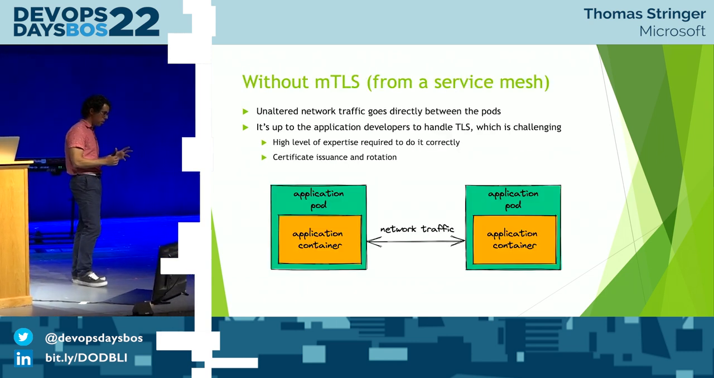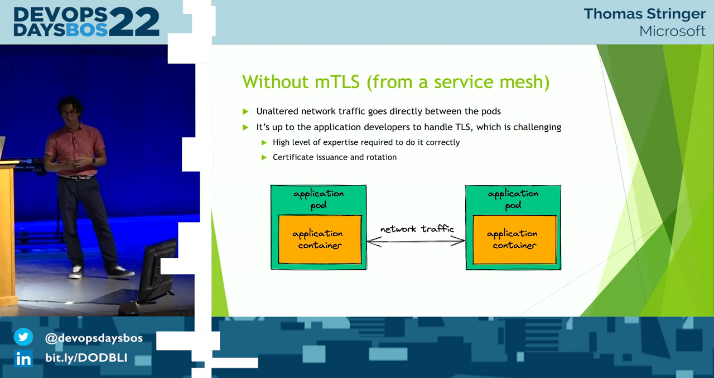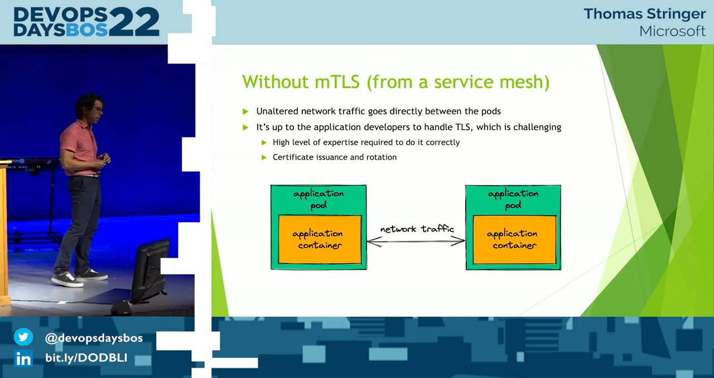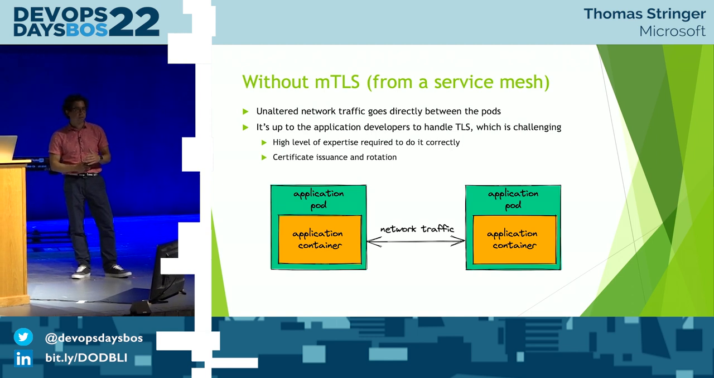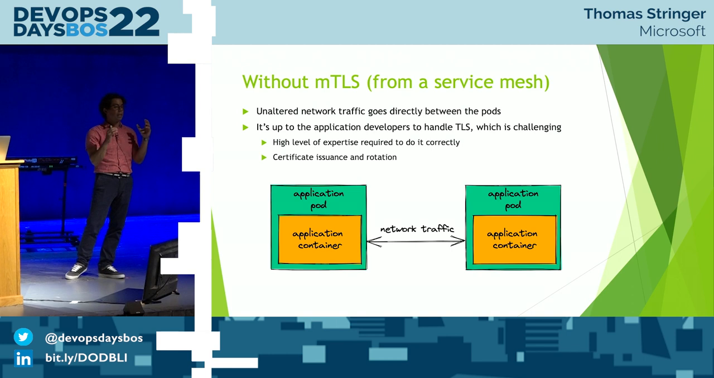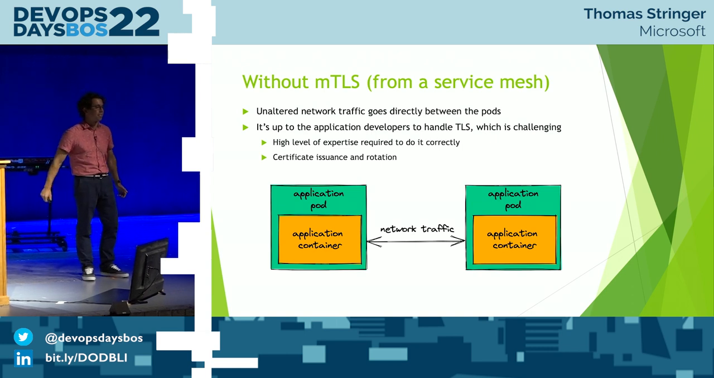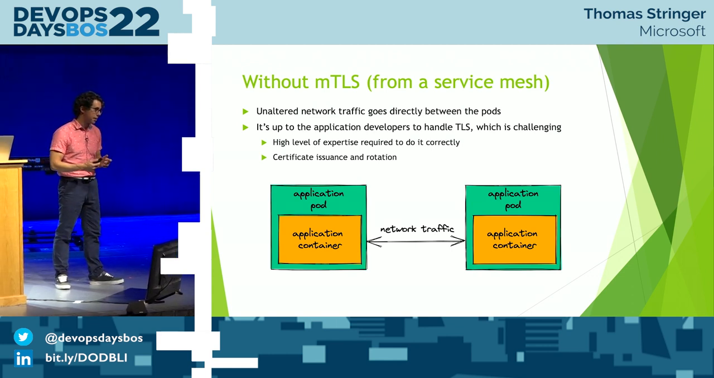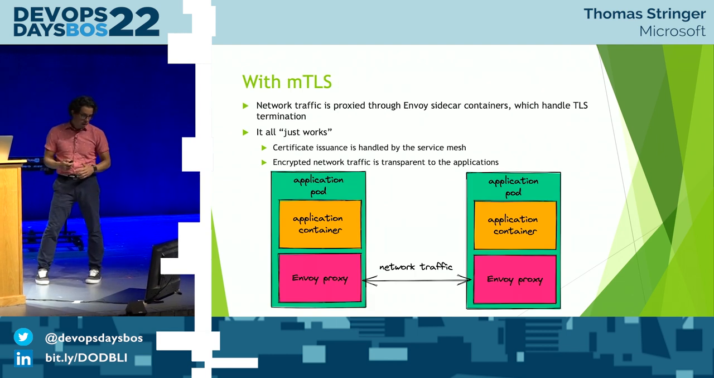So without mTLS, the network traffic going between your application pods is likely going to be unencrypted, or it's up to the application developers to ensure that it is encrypted. But here's a challenge when we start to push that responsibility onto the applications and the application developers. It's highly complicated. And then we run into issues such as certificate issuance and certificate rotation. And I really love this point because certificates and expiring certificates is one of the few things that we don't have to touch or change and we'll still get woken up at 3 a.m. with an outage, right? And it's not just us, right? We see very large platforms running into these issues, and it's not an easy problem to solve. It might be easy on paper, but it is definitely not easy in practice.